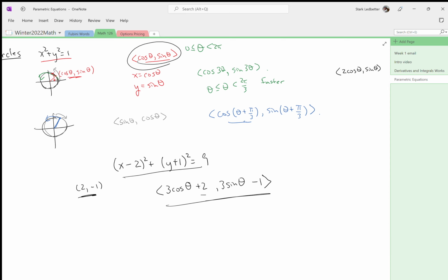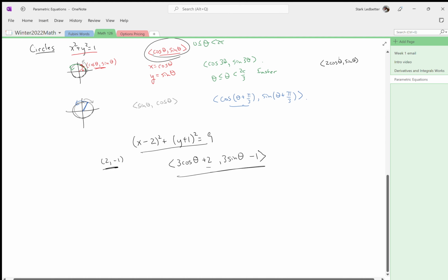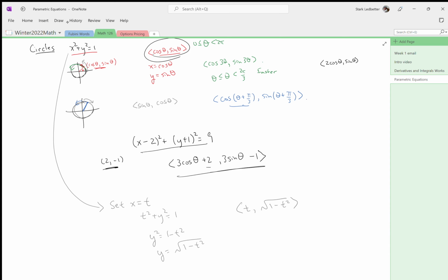Oh, let me tell you about a non-parametrization. Remember when I said the lame parametrization is just set x equal to t? Let's try that. Set x equal to t. Then I'm going to try to solve for y. t squared plus y squared equals 1. y squared equals 1 minus t squared. y equals the square root of 1 minus t squared, right? And so I get the parametrization t, comma, the square root of 1 minus t squared, except that is wrong.